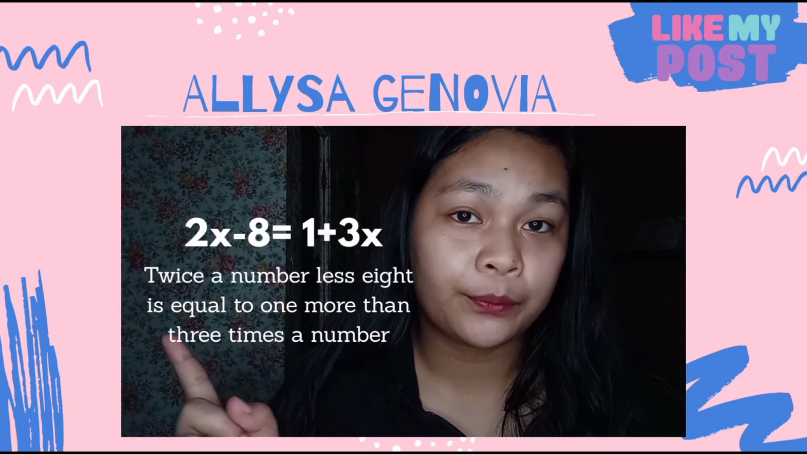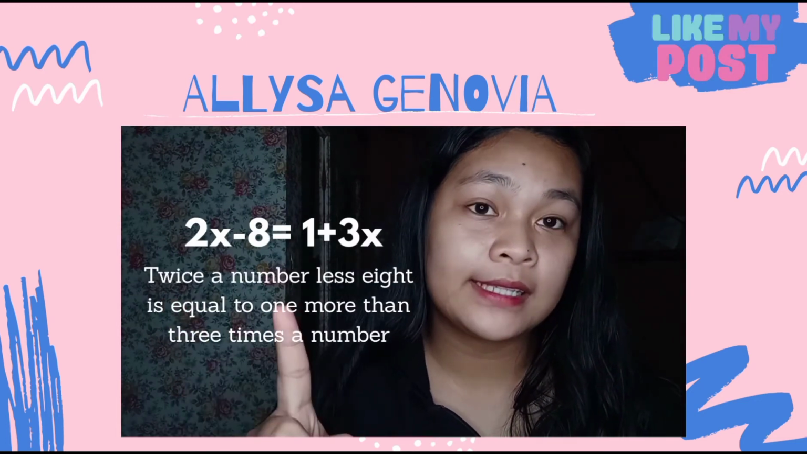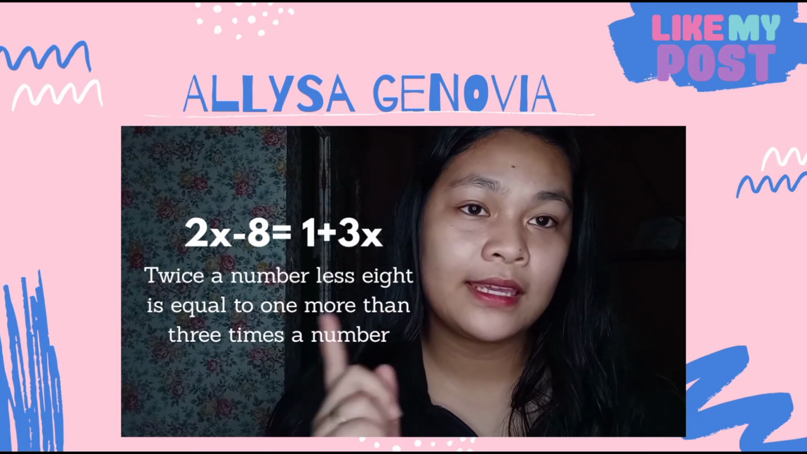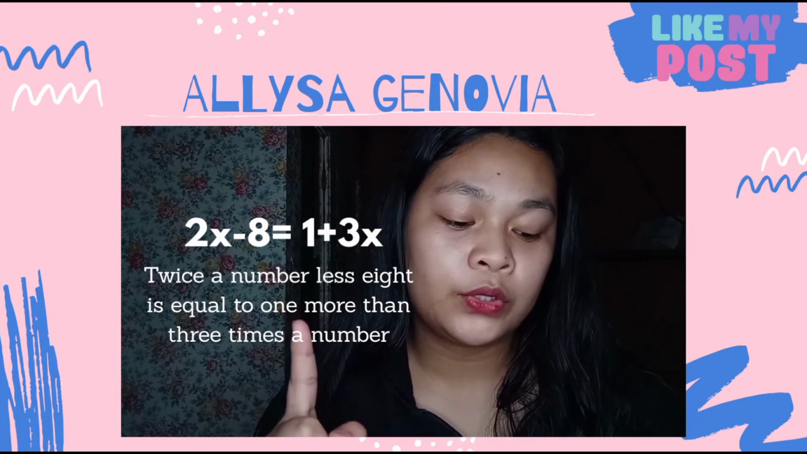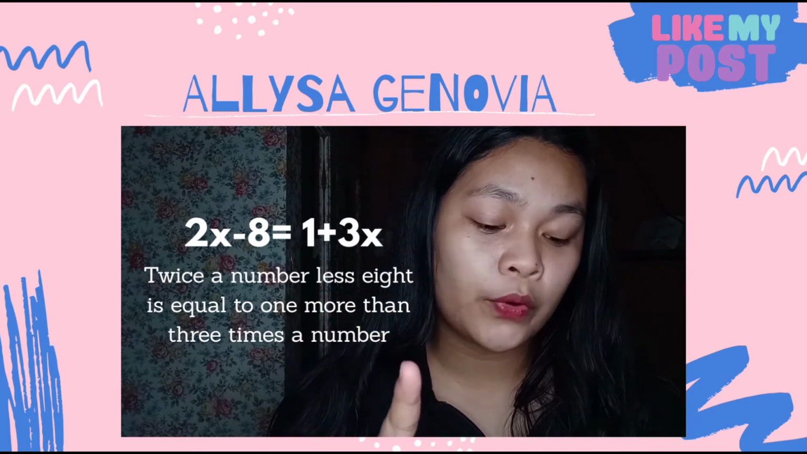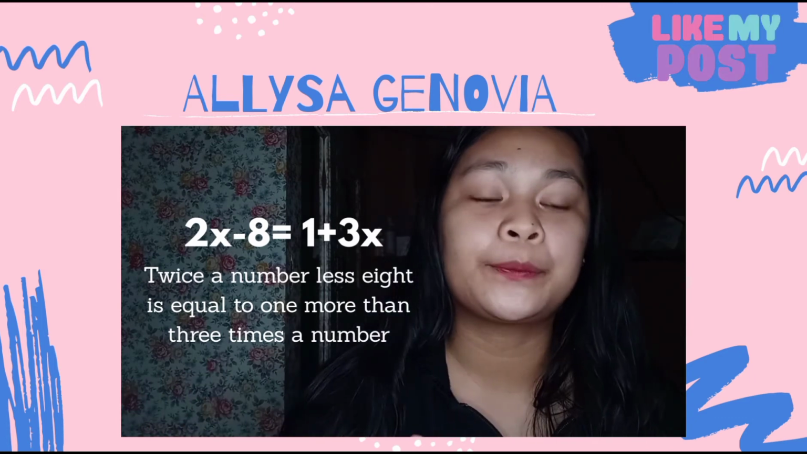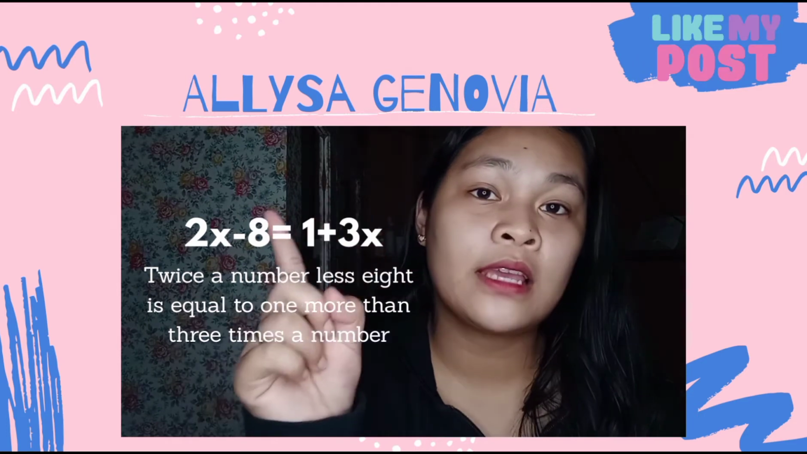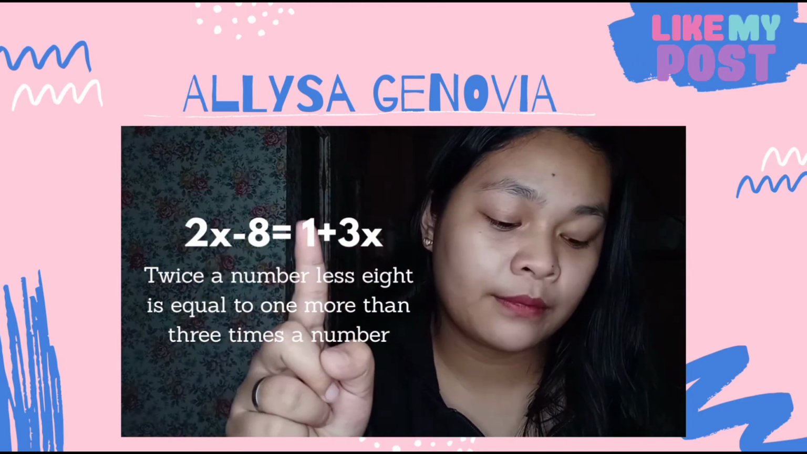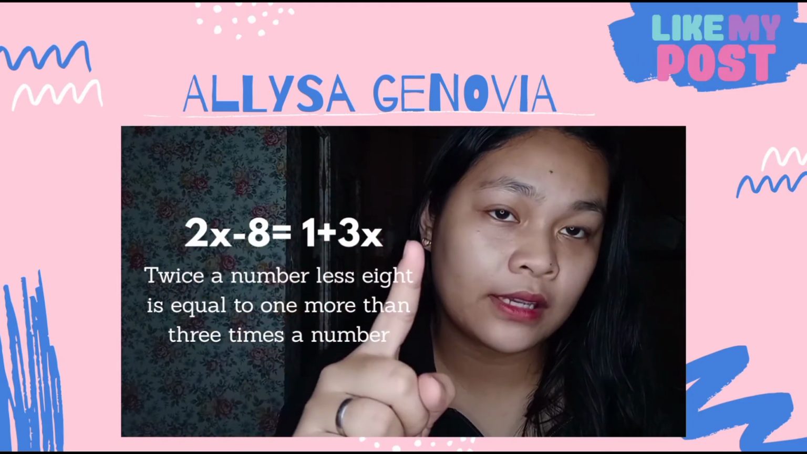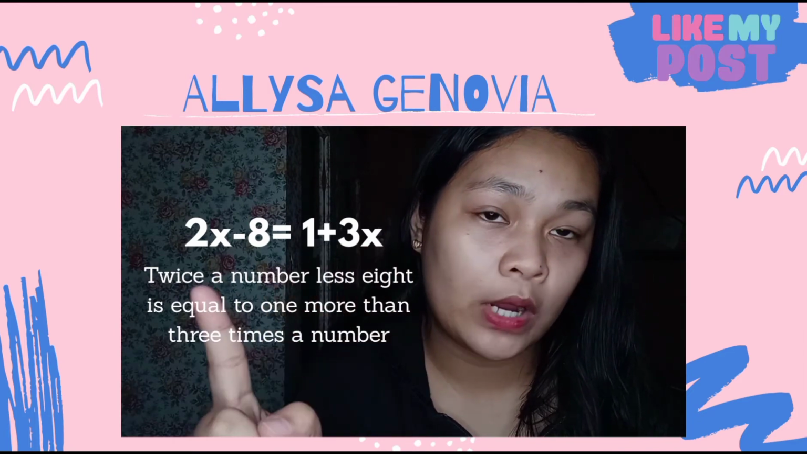So twice a number less 8 is equal to 1 more than 3 times a number. So the answer is 2x minus 8 is equal to 1 plus 3x.